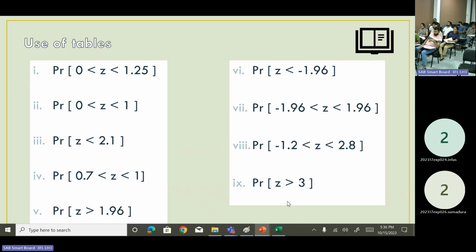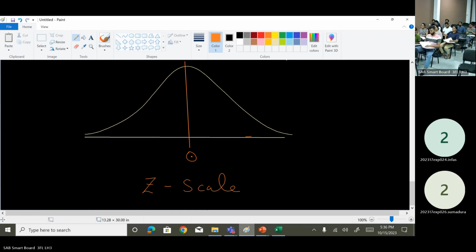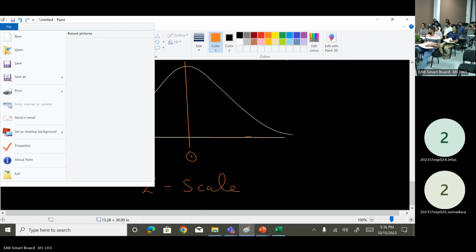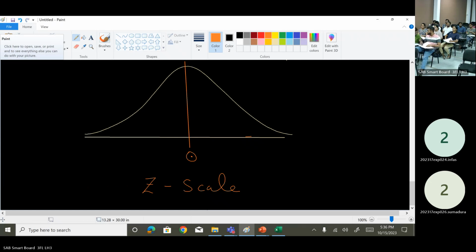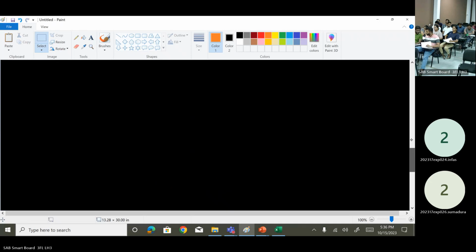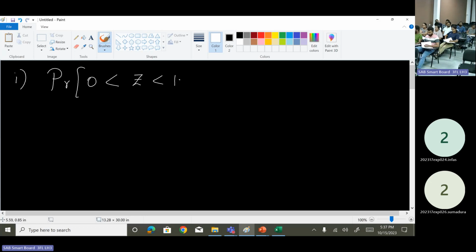One by one, we'll check. So first one: probability 0 less than Z less than 1.25. Right. So now Z is the given variable.